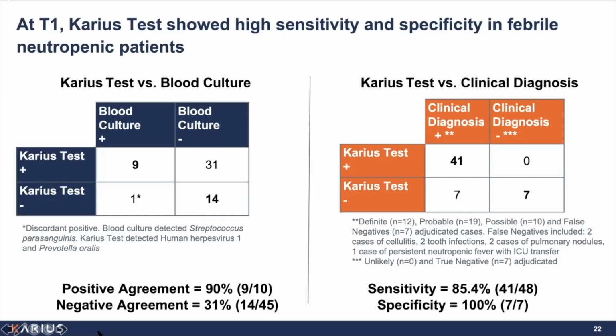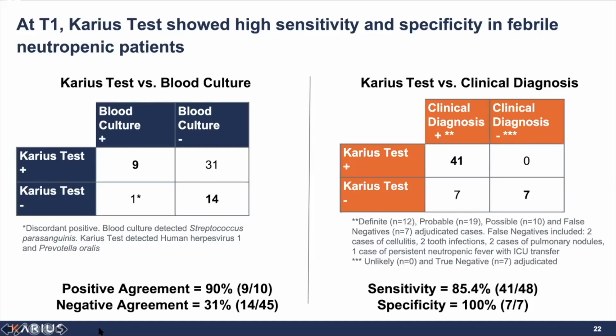And then there were 7 false negatives, of which we talk about here a little bit briefly, 2 cases of clinical cellulitis, 2 tooth infections, 2 cases of pulmonary nodules, and 1 case of persistent neutropenia of unclear etiology that was transferred to the ICU. And again, of those 7 cases, only 2 had positive standard microbiological testing. And then finally, 7 true negative cases resulting in a specificity of 100%.